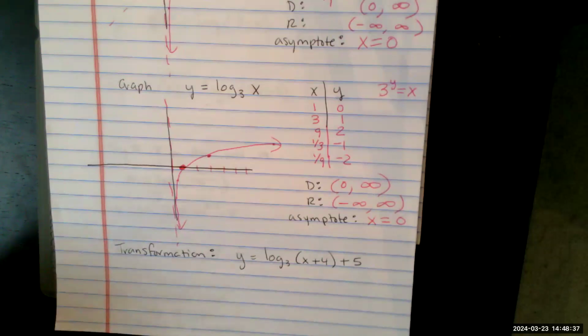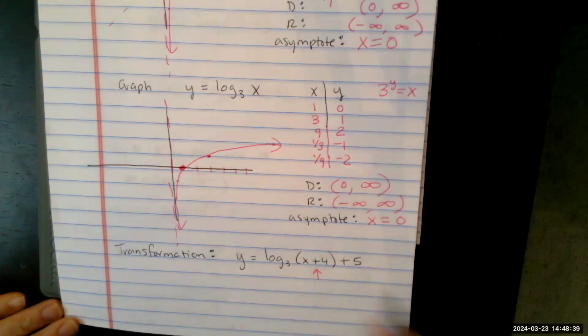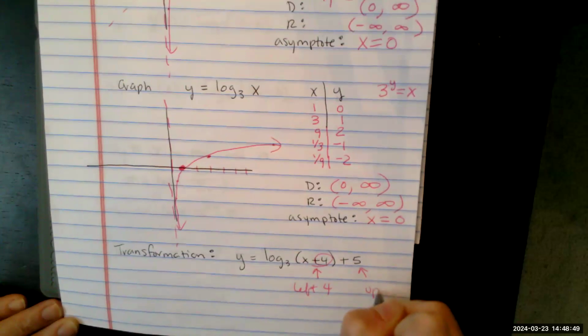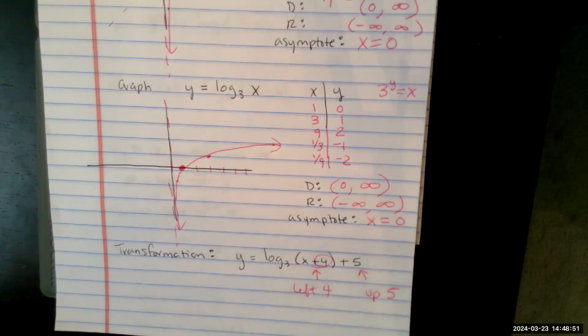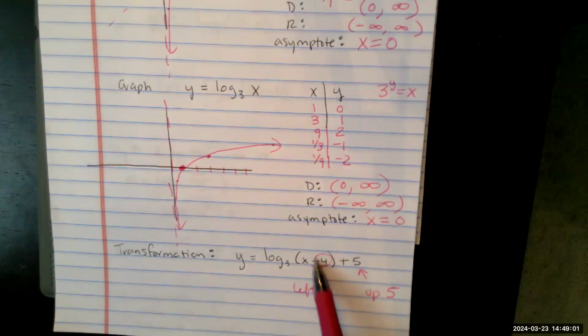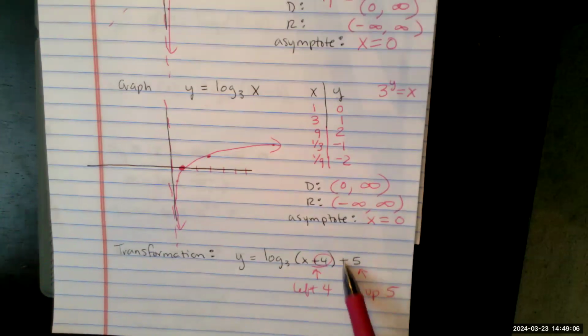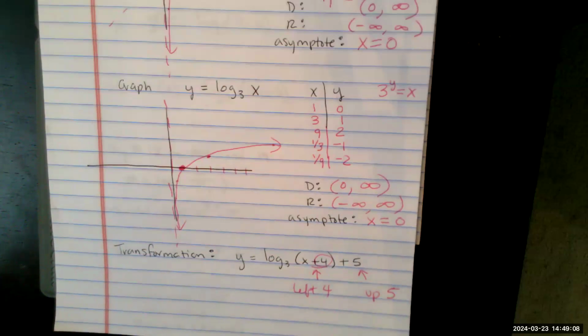So just like a lot of what we've been doing, if I were to talk about transformations, this +4 in here really means go to the left 4, and this +5 out here by itself means up 5. So you shouldn't have any problem in the homework using the graph to just move stuff around. So this is considered inside the function, so it's the opposite, and it's left or right. Anything out here is up or down, the same that you would guess. Plus means up, minus would mean down.